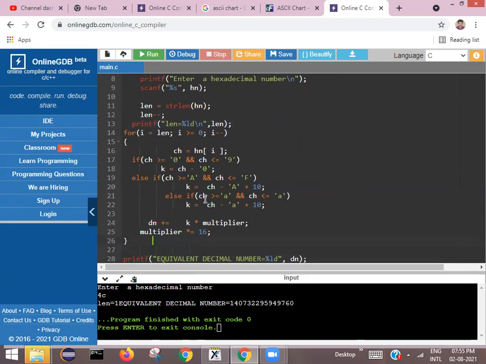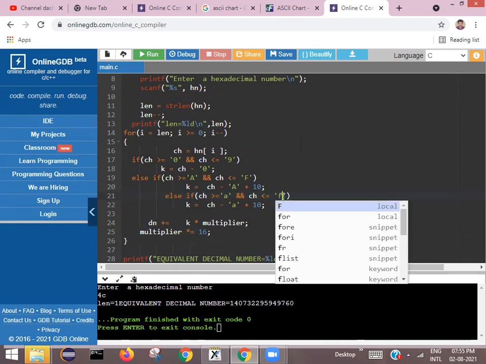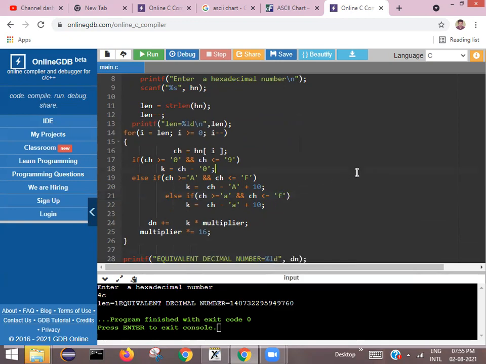See here, CH greater than or equal to capital A and CH less than or equal to small a. Sorry, small a and less than or equal to also small a I used. So here this should be F, and it is CH minus small a plus 10. Because it is checking only up to small a, but I entered small c, that's why I'm not getting the correct value. Some garbage value it is taking.